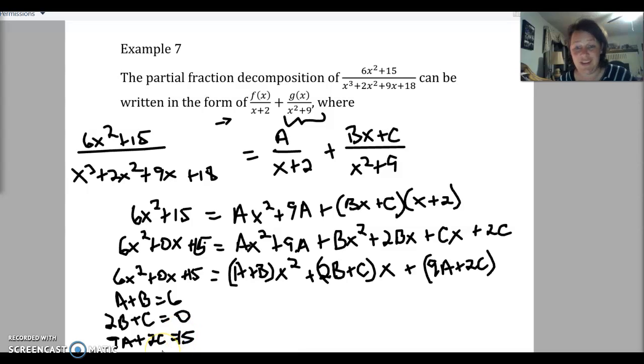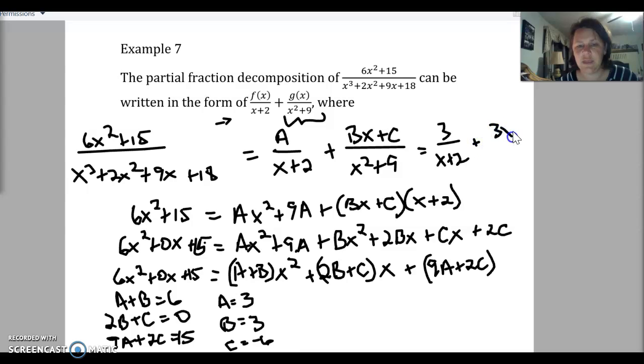Okay, if you've got that 1 in there, then everything works out great, and you end up with A equals 3, B equals 3, and C equals negative 6. So you end up with 3 over x plus 2 plus (3x minus 6) over (x squared plus 9). So f of x is equal to 3, and g of x is equal to 3x minus 6.